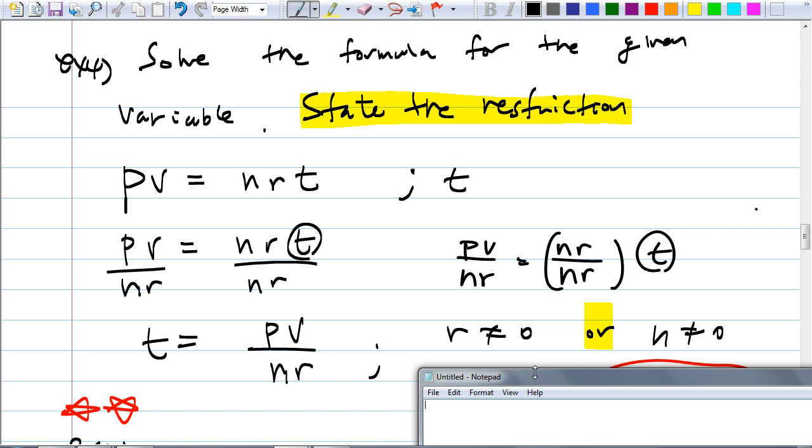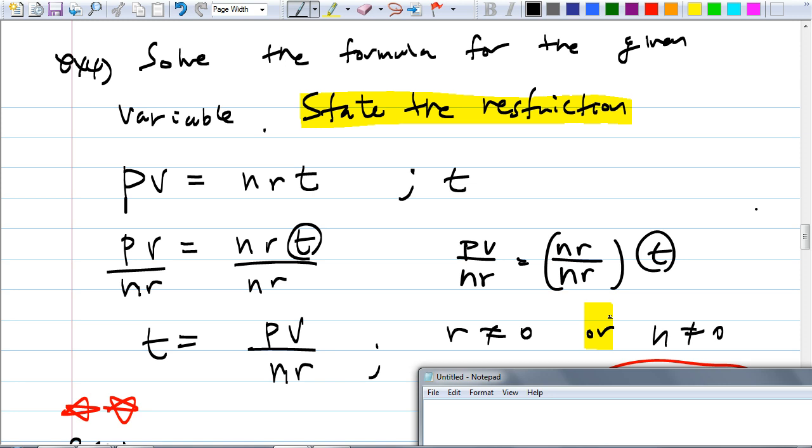R could be 100, or the other way around, okay? You know what I mean? Could they be 0 at the same time? Sure, that's okay, but it doesn't have to be, you see? That's why you have to use the word or. N could be 0 or R could be 0, right? Either one of those could be 0.